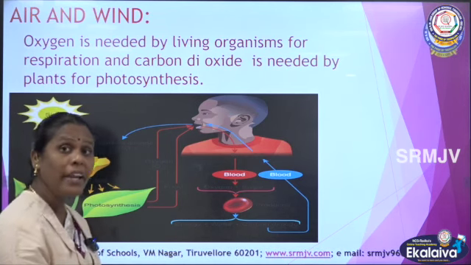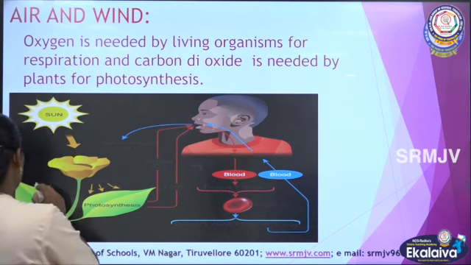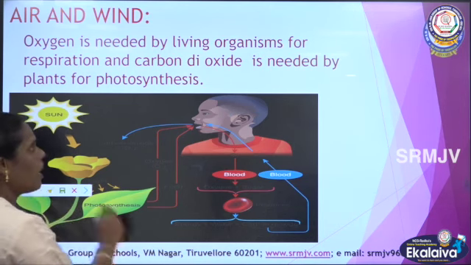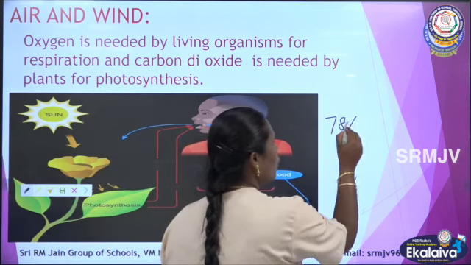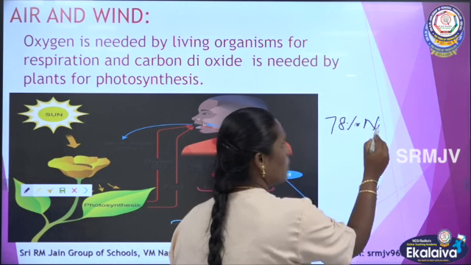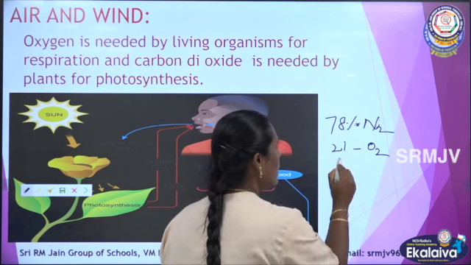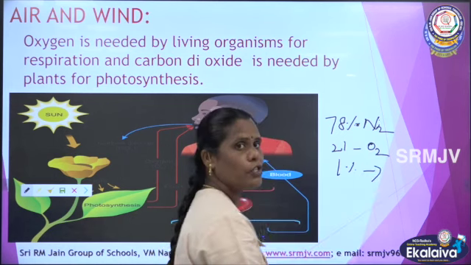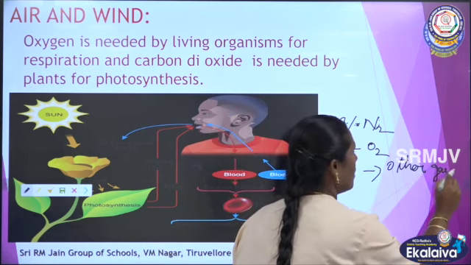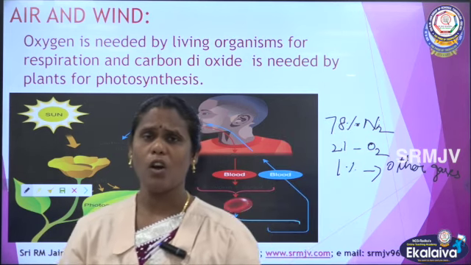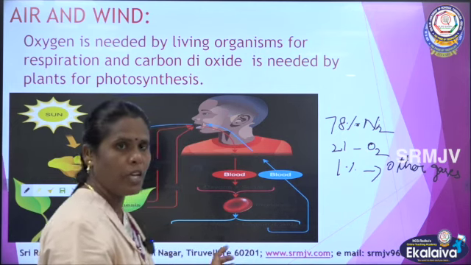Next, air and wind. See children, if you take the atmosphere, 78% is nitrogen, 21% is oxygen, and the remaining 1% is other gases, carbon monoxide, carbon dioxide and other gases present in the atmosphere, right?